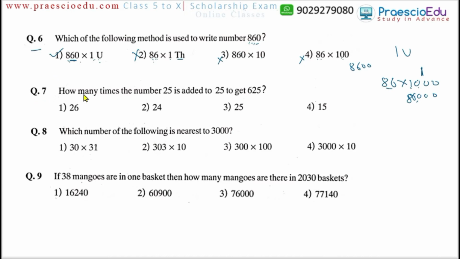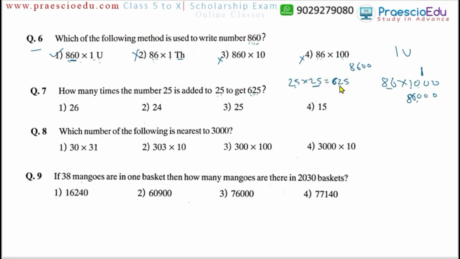Now question number 7: how many times is the number 25 added to 25 to get 625? If we add 25 some number of times, we get 625. But we know 25 squared is 625, 25 multiplied by 25. So how many times do we have to add 25? We have to add it 25 times.